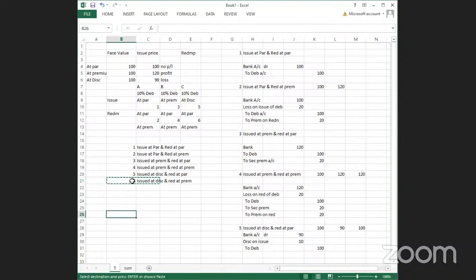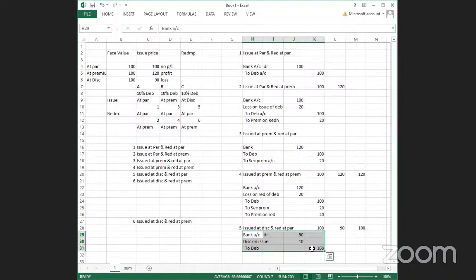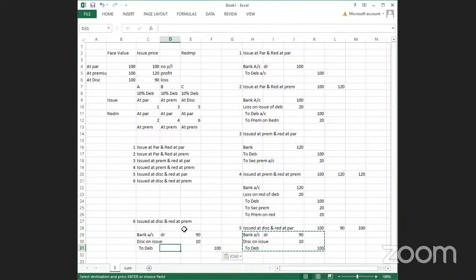Sixth one. Issue at discount and redemption at premium. We just saw that the entry is bank account debit, discount account debit to debentures, right? In case of issue at discount, this is the entry. But now we are going to pay them something extra. Suppose we are paying 20 rupees extra. So we have to incur that loss of 20 rupees extra, isn't it?